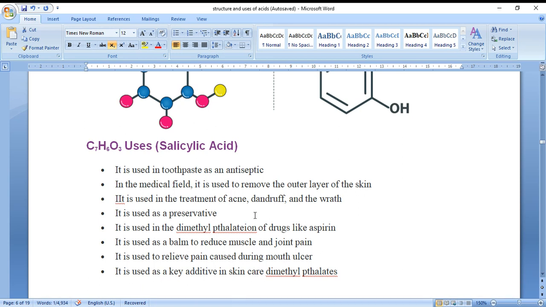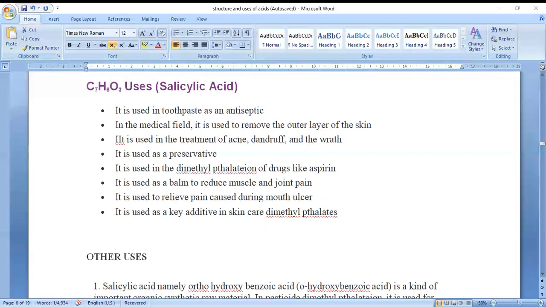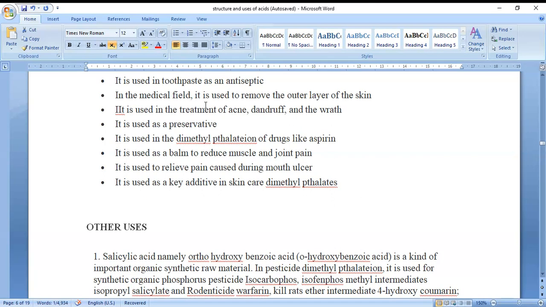It is used in the treatment of acne, dandruff, as well as bad breath, and it is used as a preservative. It is used in the preparation of drugs like aspirin, and as a balm to reduce muscle and joint pain. It is used to relieve pain caused by mouth ulcers, and as a key additive in skincare products. You can observe that whenever we discuss many compounds, they are directly or indirectly related to these, because all these compounds are generally used in preparations as an additive. These are the general uses.